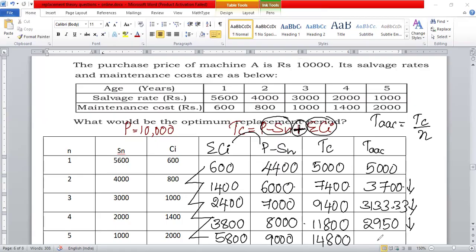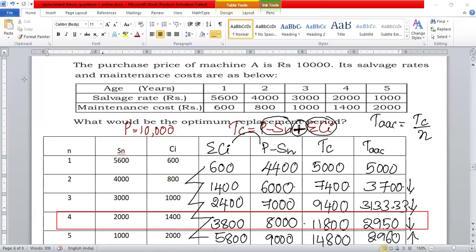14,800 divided by 5 is 2960. Okay. 2960 increases. This is the last minimum year, so that is the 4th year. The machine should be replaced.